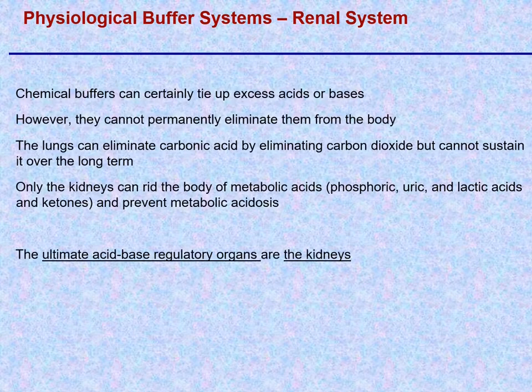Okay, that's the respiratory response to shifts outside of the normal range of pH, alkalosis or acidosis. Let's talk about the renal system. Now, chemical buffers in the body can tie up a lot of excess acids and bases. However, the only way to permanently eliminate them from the body, which will permanently solve a problem of pH balance, is through the renal system. The lungs can eliminate carbonic acid by blowing off carbon dioxide, but they cannot sustain that over a long period of time.